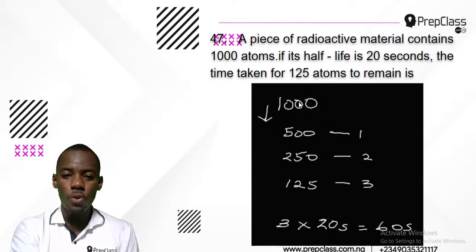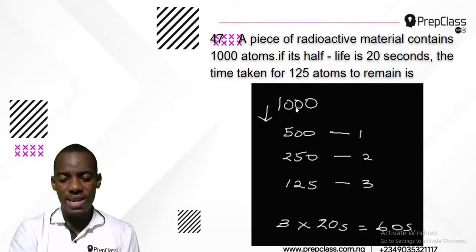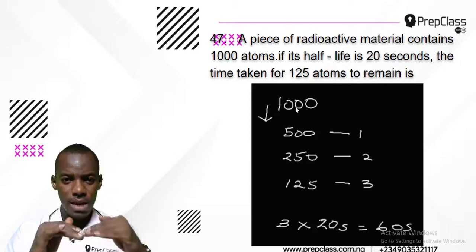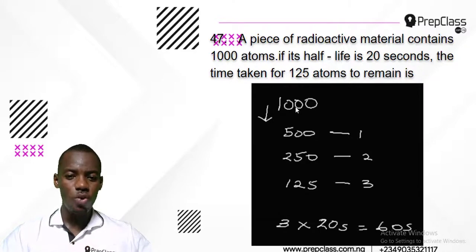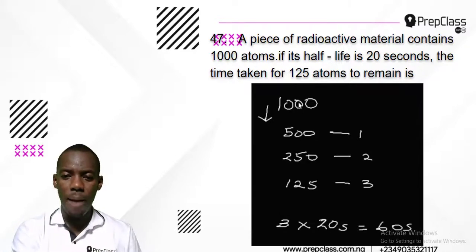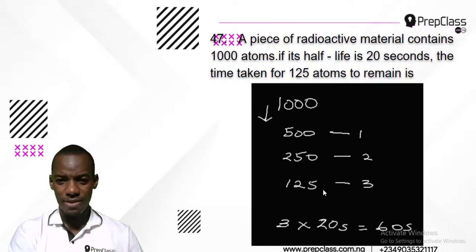This is what you will do. Decompose 1,000 until you get to 125. How many steps will that take? 1,000 divided by 2 is 500. Divided by 2 is 250. Divided by 2 is 125. That means 3 steps: 1, 2, and 3. So it will move from 1,000 atoms to 125 atoms in 3 steps.